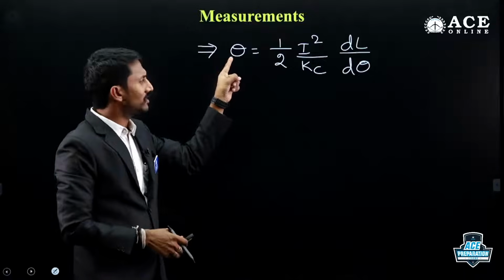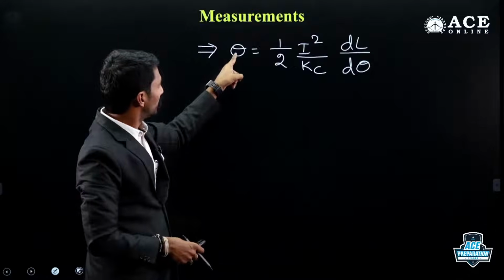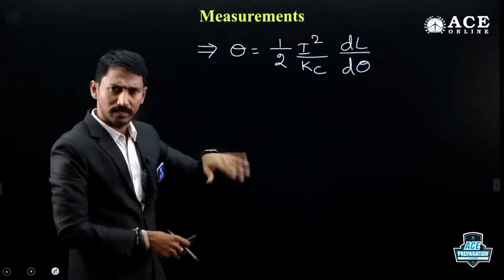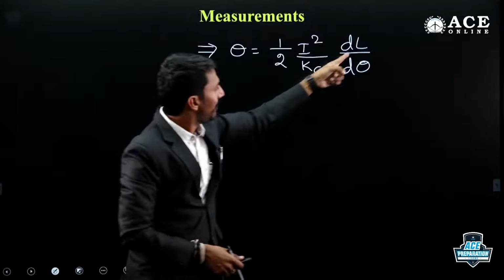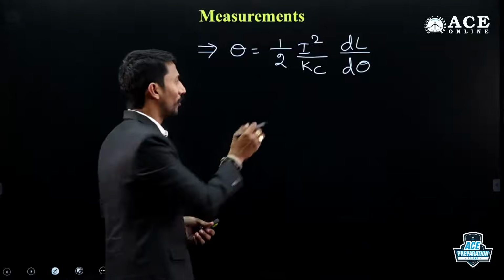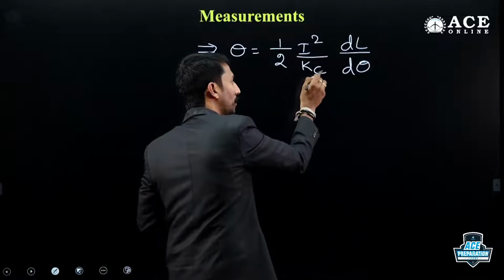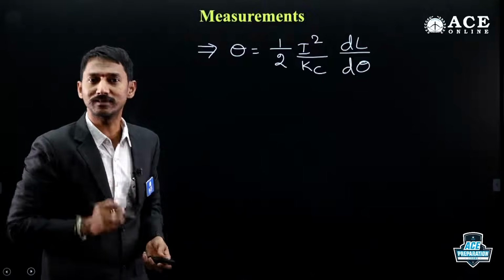Theta is given. What is that? Yes, 90 degrees, for a current of 1.5. So substitute theta as 90 degrees, convert that into radians. I squared will be 1.5 squared, and dL by d theta is also available over there. Therefore, whatever the unknown parameter is in this equation, get the value of that unknown, Kc.